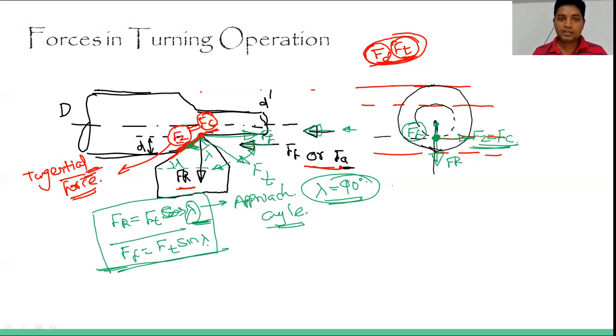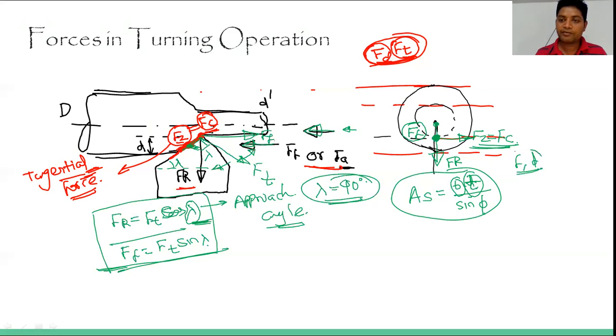And in the last video, one of the conversions that we have also seen is that if we have to calculate As, that is shear area, then it is b into t, that is uncut chip thickness, upon sine phi. Okay, when you talk about turning, at that time neither width nor uncut chip thickness will be given, but instead you will be given f, that is feed, and d, that is depth of cut.